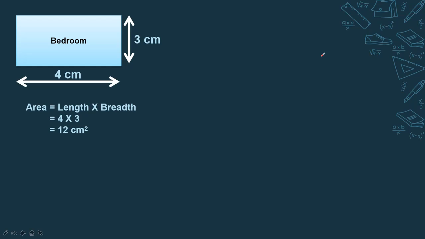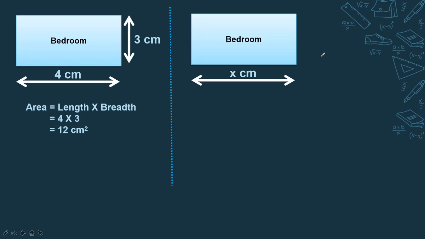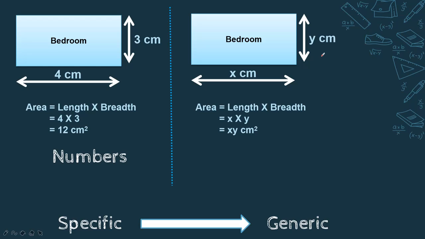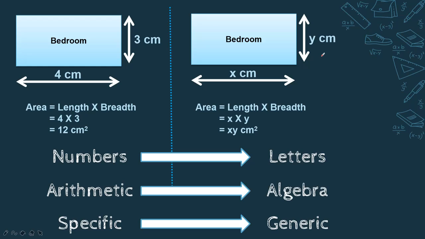If this is the bedroom of somebody else, you can't do this calculation. So what we do, we assume that the length of this is x centimeter and the breadth is y centimeter. If we calculate the area, it is again the same formula, length times breadth, and we get x into y centimeter square. So what we are doing in these two examples, we are going from a specific case to the generic case. We are going from numbers to letters, and this is the difference between arithmetic and algebra.